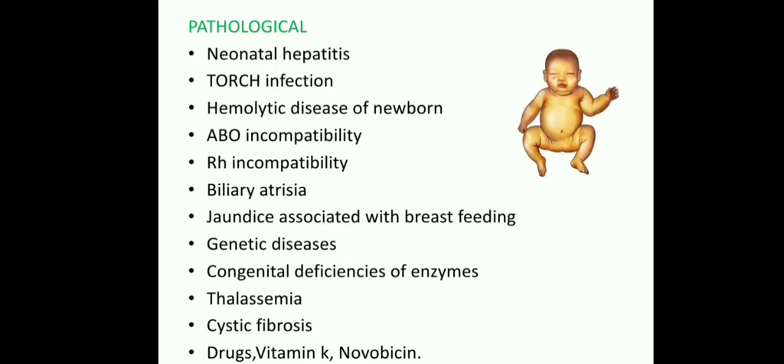And the causes of pathological jaundice are neonatal hepatitis, TORCH infections, and hemolytic diseases of the newborn, ABO incompatibility, Rh incompatibility, biliary atresia, jaundice associated with breastfeeding, genetic diseases, congenital deficiencies of enzymes, thalassemia, cystic fibrosis, and drugs such as vitamin K and novobiocin. These are the causes of pathological jaundice.